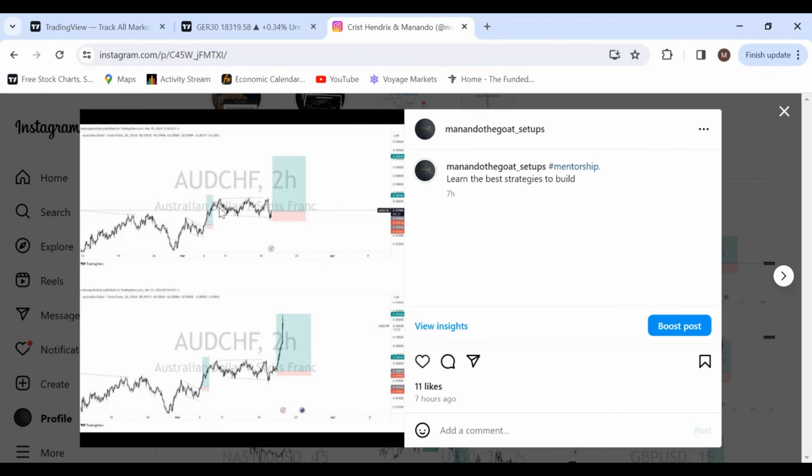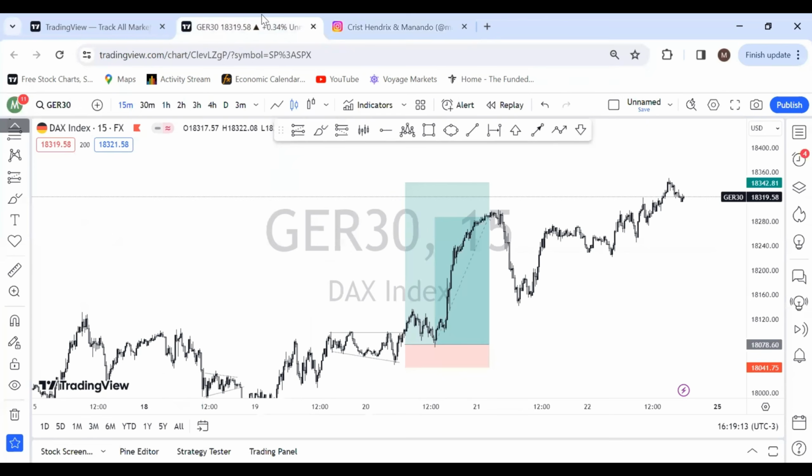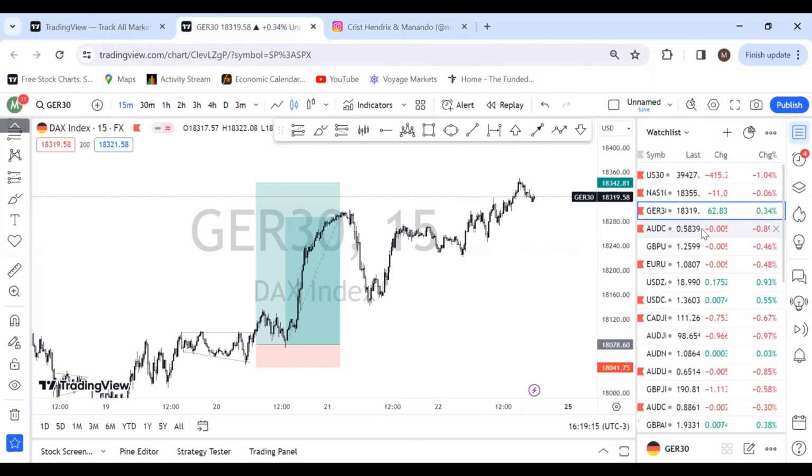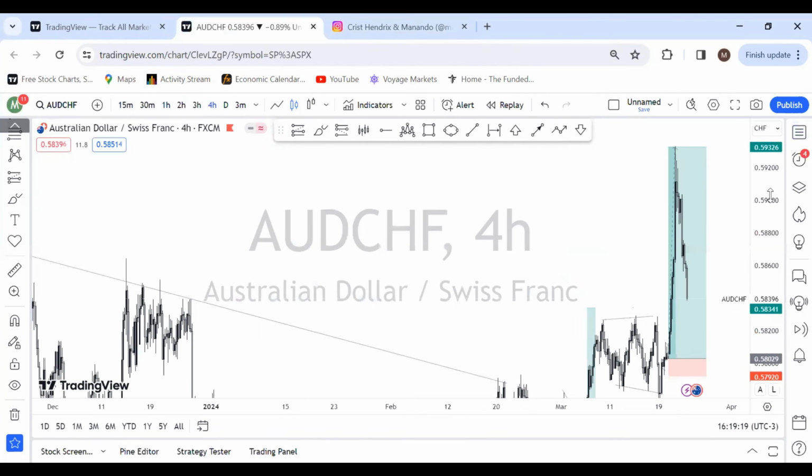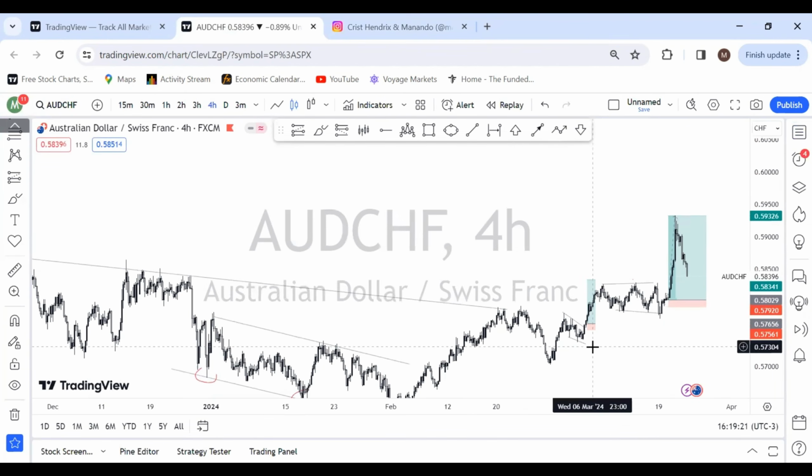So yeah, we had Australian dollar against Swiss franc, a bullish setup, and we actually had multiple opportunities with this one. So let's dive straight into it. Yeah, so this is the setup we had right there.